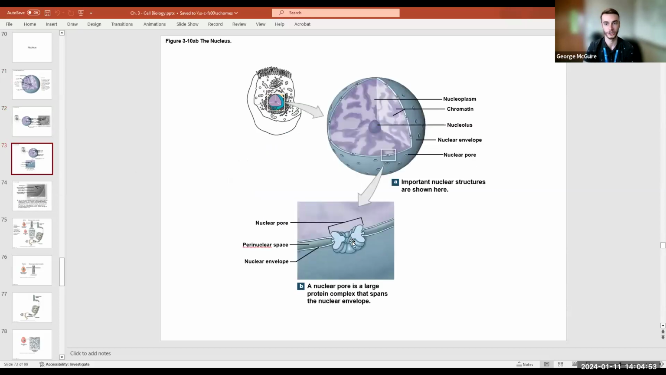So here's a closer look at that nuclear pore. Okay. And since the nuclear envelope has its own name, we also have its own term for the space in between our bilayer. So the space in between the bilayer of our nuclear envelope is our perinuclear space. Peri is a prefix meaning between. So the perinuclear space is the space between the bilayer of our nuclear envelope here.